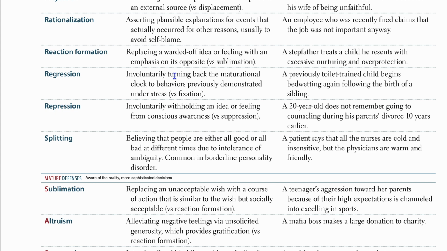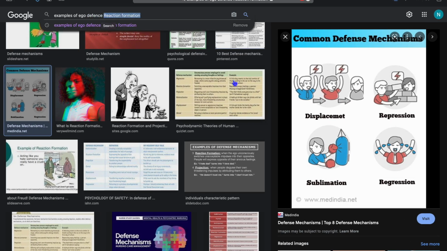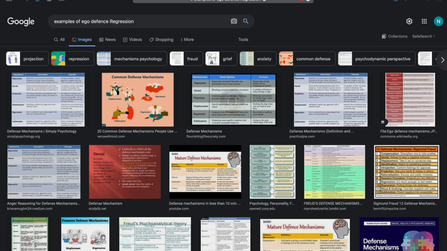Regression. A previously toilet trained child begins bedwetting again following the birth of a sibling. So involuntary turning back the maturational clock to behaviors previously demonstrated under stress. Okay, so this could also be throwing tantrums in an OT, right? In an operating theater, a surgeon throws tantrums because he's getting stressed out. That could also be regression. Let's see other. So tantrum, as long as it's just yelling. Otherwise, when he starts throwing things, that's also called acting out.